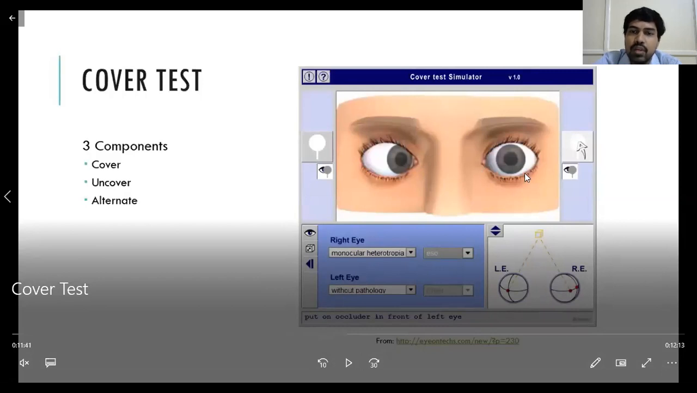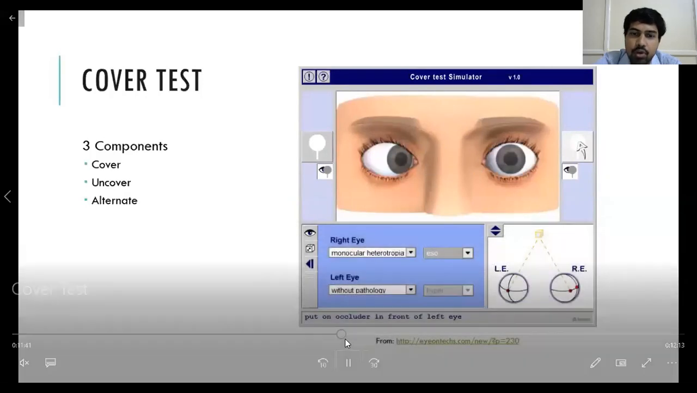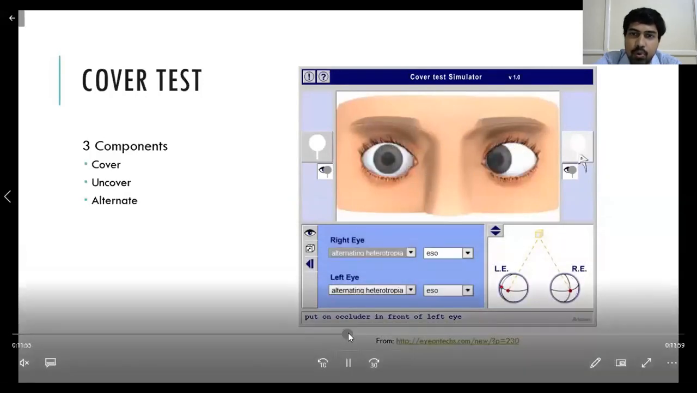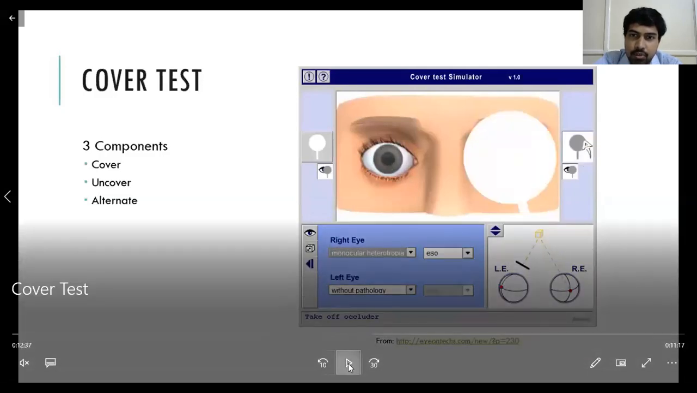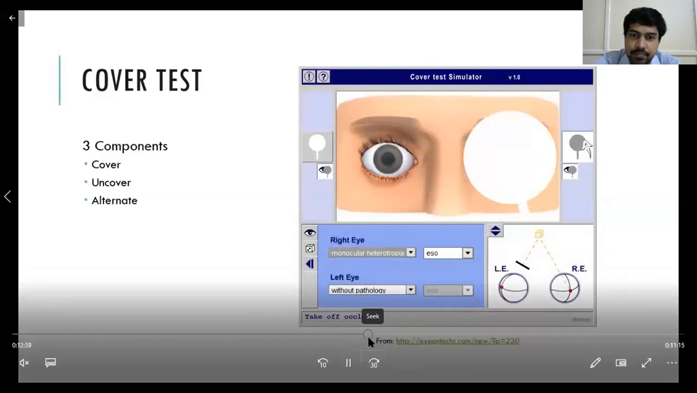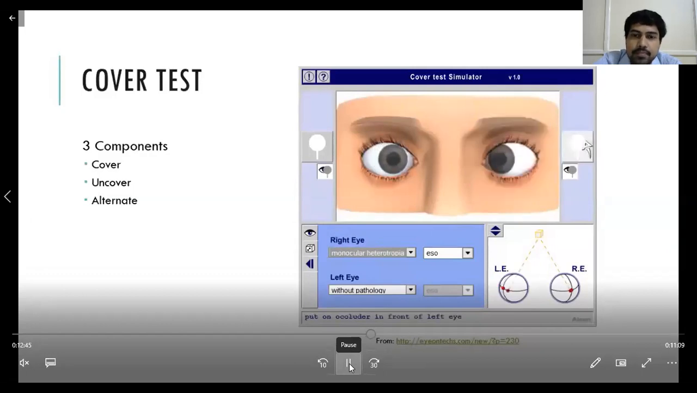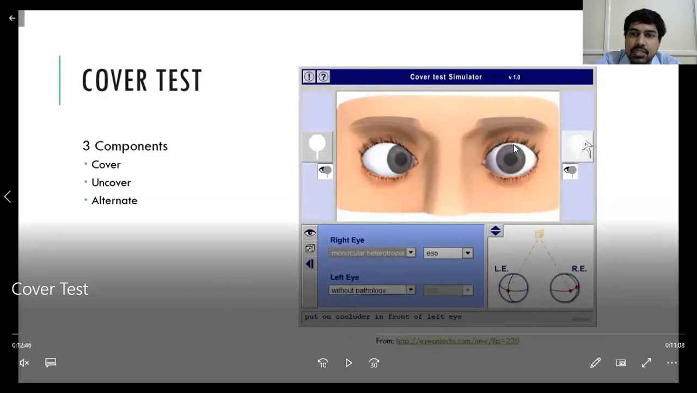Now how to know whether this is a heterotropia only in one eye or heterotropia in both eyes? Then you have to perform the cover test for both the eyes. In this scenario, you occluded this eye, and the other eye is looking straight. Now on removing the cover, what will happen? On removing the cover, this eye is again taking a fixation, and this eye is deviating inside. Again you see.